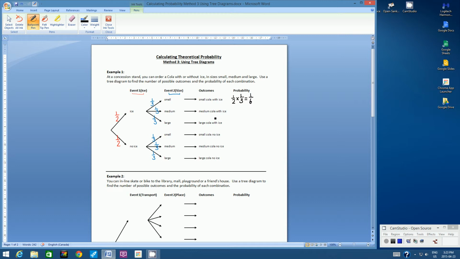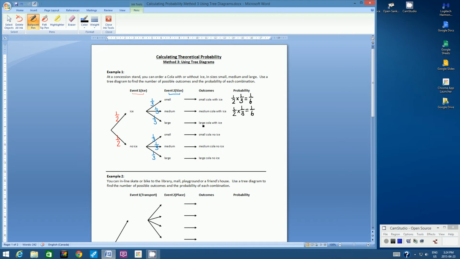Now, what if we chose medium cola with ice? So again, we're talking about with ice here. So that's this main branch here. So what is the fraction of ice? Well, that's 1/2 again. Times. And then now we're going to go down the branch that has medium. So what is the fraction we come across on that branch? Well, it's 1/3. Now this multiplication statement looks a whole lot like the one above it, so we should know the answer pretty easily. 1/2 times 1/3 equals 1/6. Okay? So there is a 1/6 chance of ordering a medium cola with ice.